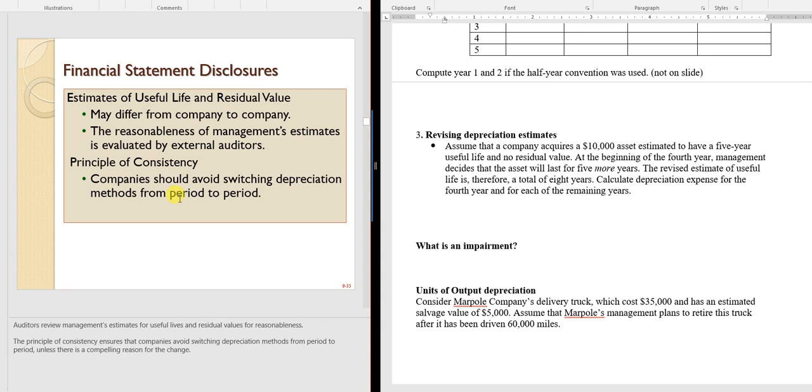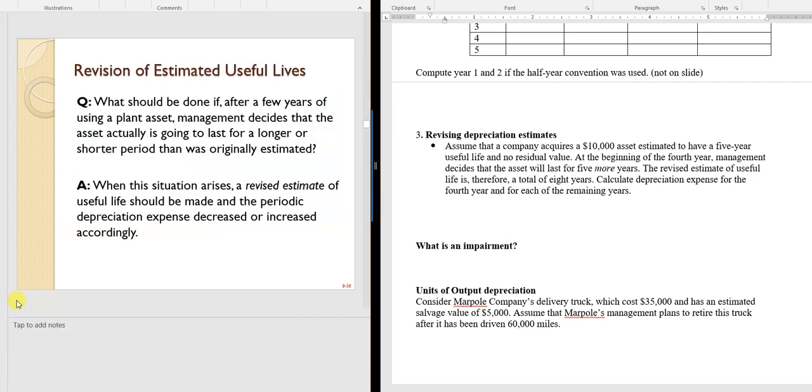And once you use straight line depreciation, you have to stick with it unless there's a good reason. If you do switch, you can't switch back and forth. You have to disclose a lot of information on why you switched, how it's affecting, et cetera, and then you have to stick with it. So you need to have a consistency.